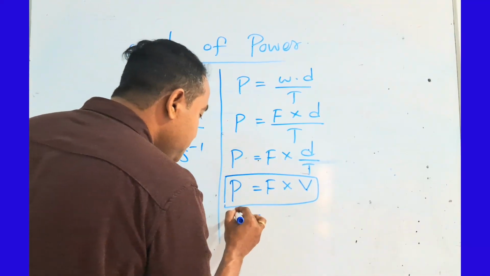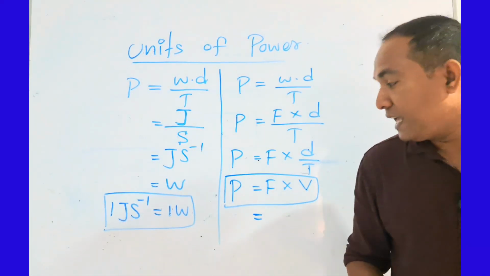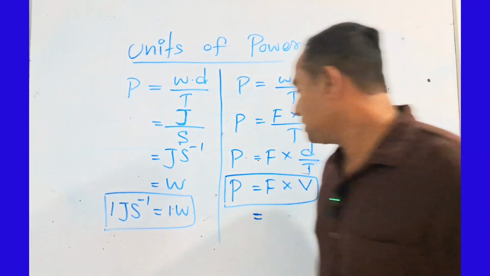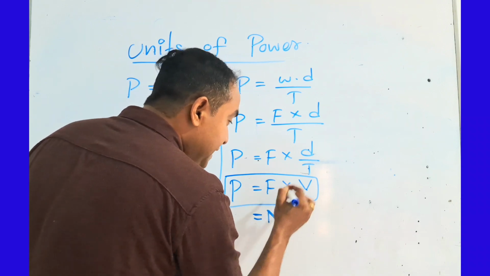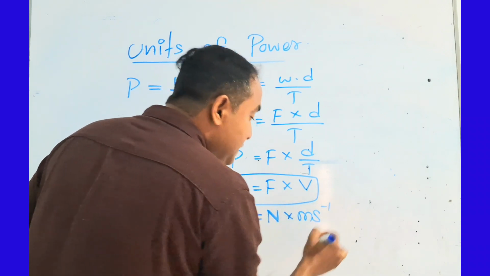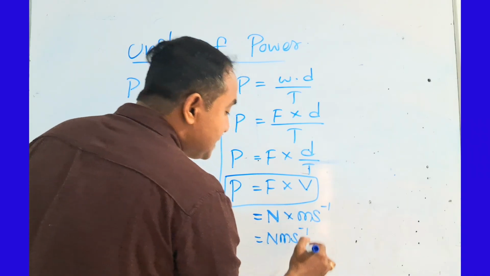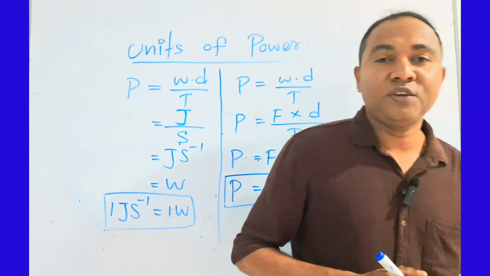And now we can find another unit for power also. What is the other unit? Force is measured in newtons. Velocity is measured in meters per second. So newton meter per second is another unit for power.